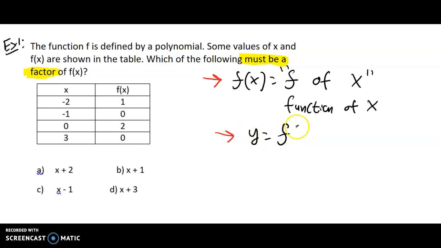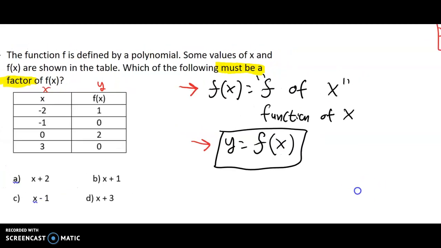This is your new fancy Algebra 2 notation. We're not really going to use y that much anymore. We're going to say f of x. But it doesn't really change much. Whenever you see f of x, think of it as y. This might as well be an xy table. Same exact thing. Okay.